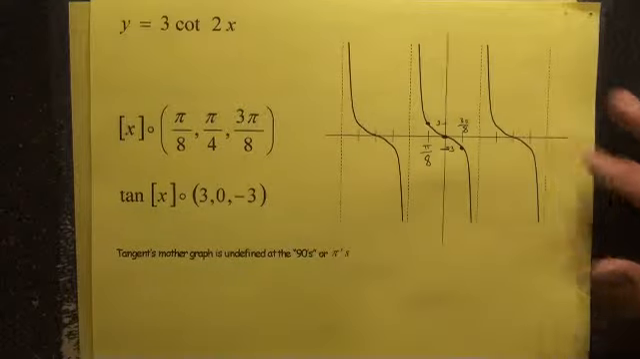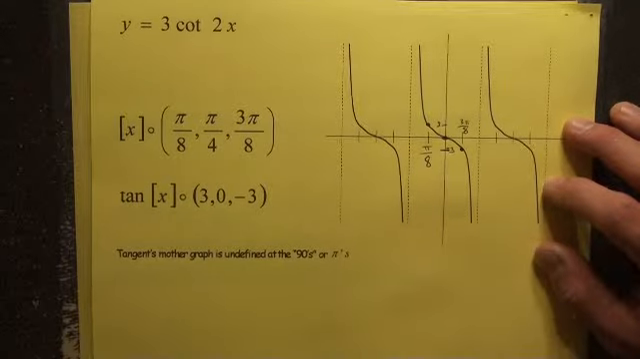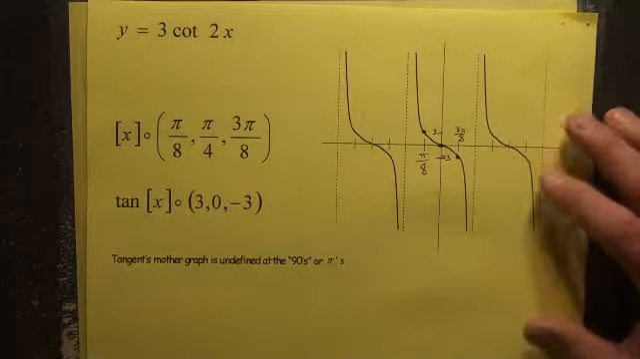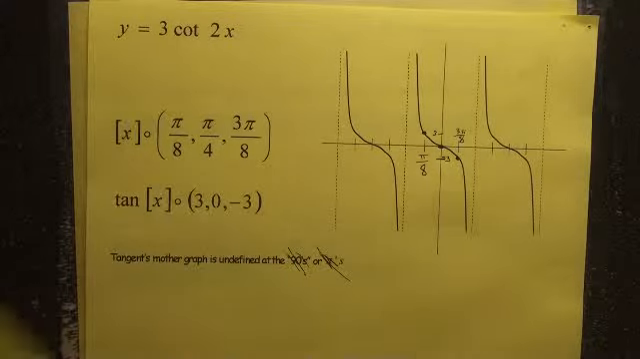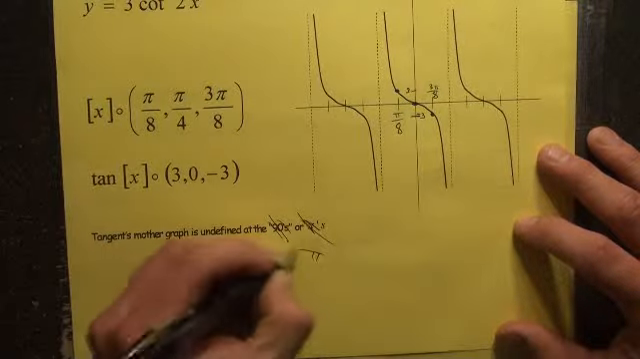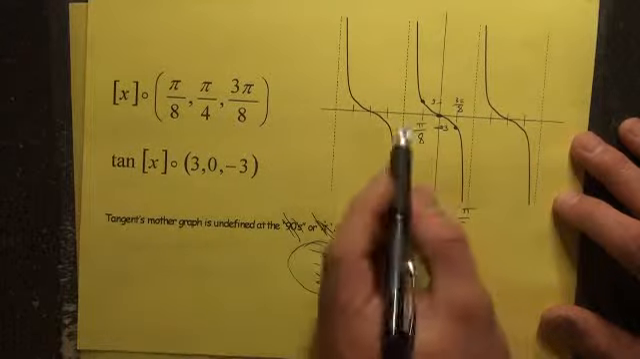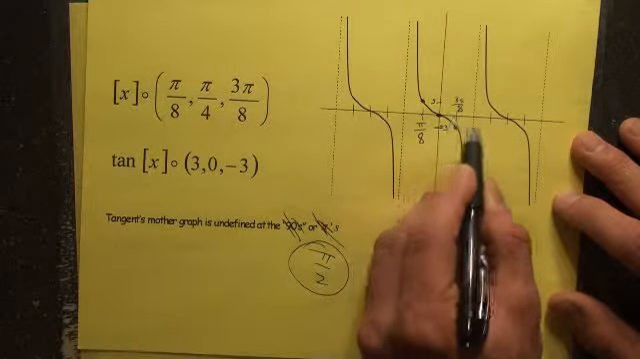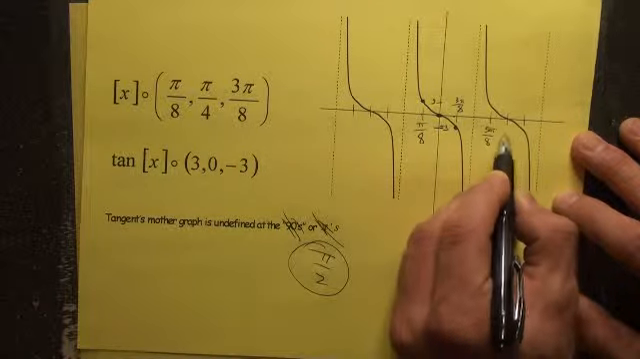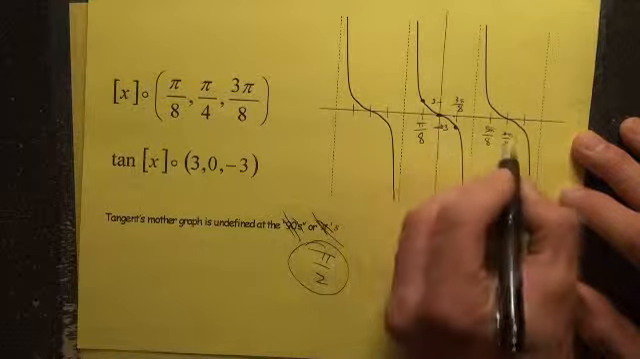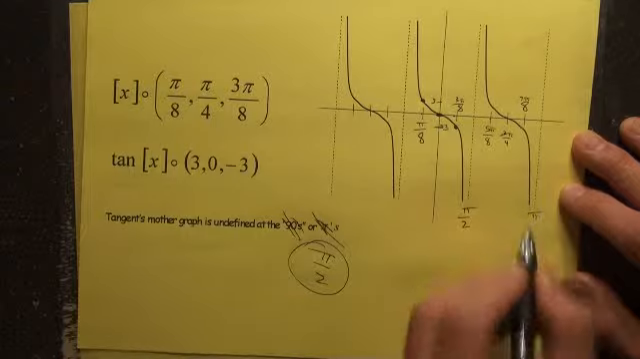Now, our undefineds would actually not be at the 90s or pi's. Where would they be? They would be at pi over 2's in this case. So this would be pi over 2. So we would have 1 pi over 8, 2 pi over 8, 3 pi over 8, 4 pi over 8, 5 pi over 8, 6 pi over 8, which is simply 3 pi over 4, and 7 pi over 8, and then 8 pi over 8, which is pi.